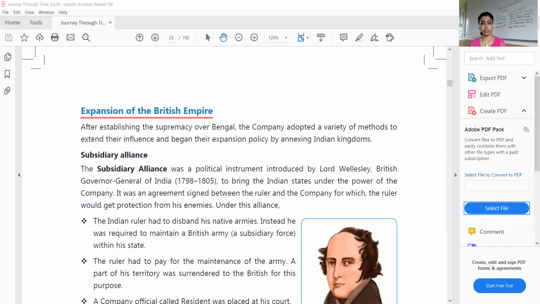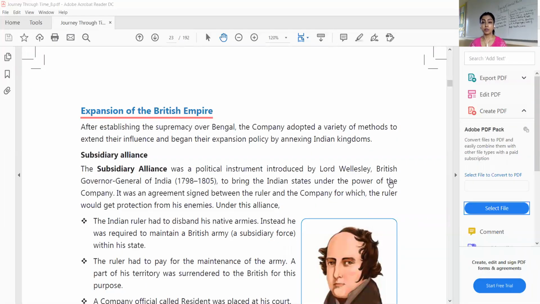All right, so the expansion of the British Empire. In our last class, if you can remember, the British had almost conquered the entire province of Bengal, right? So after establishing supremacy over Bengal, they wanted to introduce different methods to extend their expansion policy all over the country. The first was the subsidiary alliance. Now, what was subsidiary alliance and who introduced it?